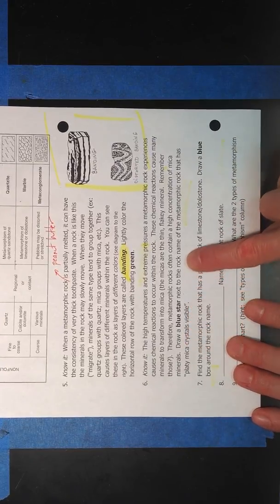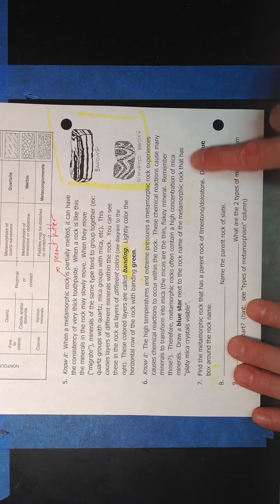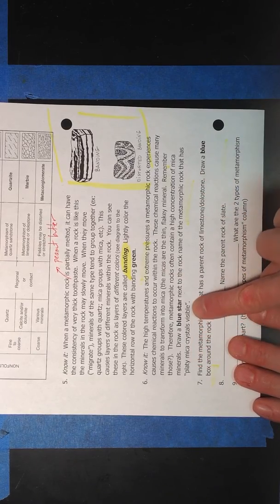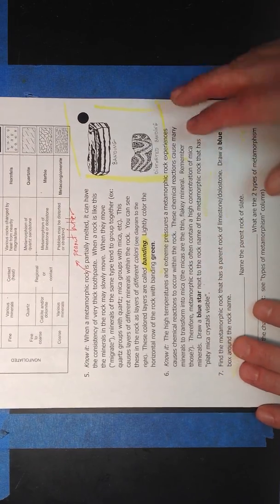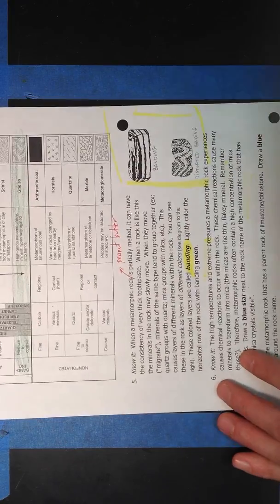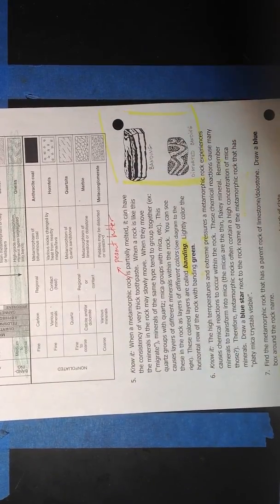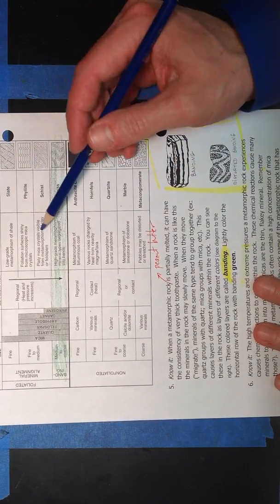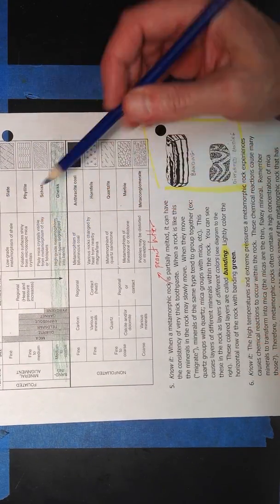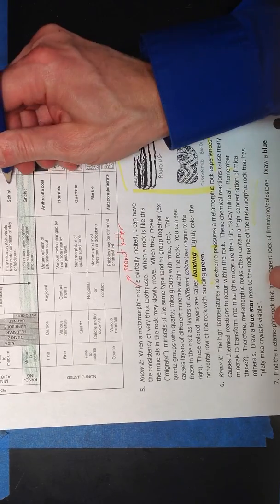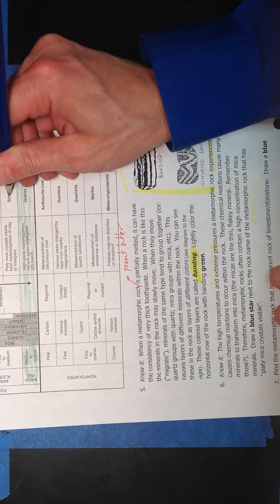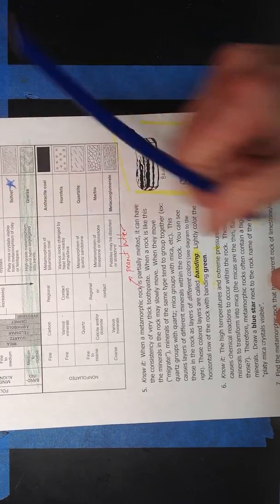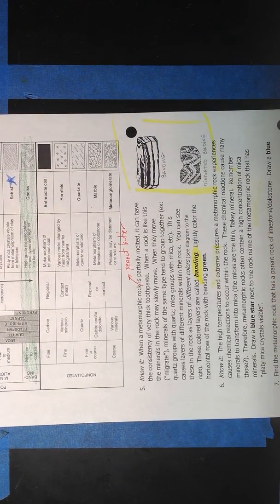Draw a blue star next to the rock name of the metamorphic rock that has platy mica crystals visible. And we're doing a blue star. Here we go. Platy mica crystals visible. Right here, platy mica crystals visible. I'm drawing a blue star next to the name, and it is schist. The name of that rock is schist. And let me show you what I mean by platy mica crystals visible.